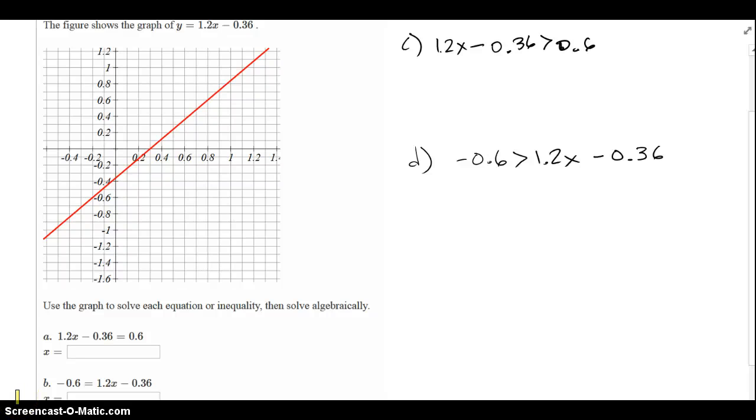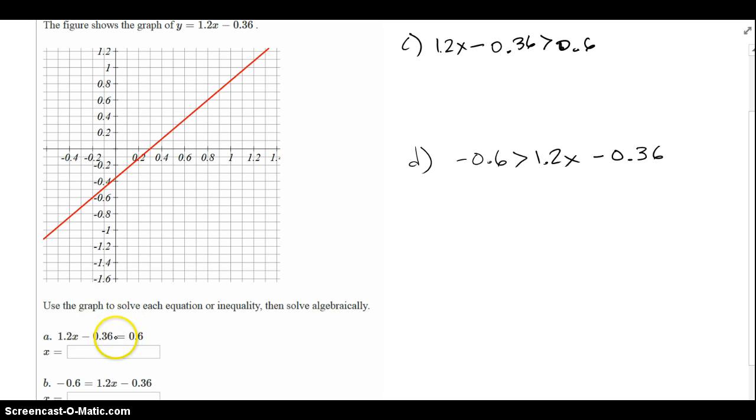Alright, it says the figure shows the graph of y equals 1.2x minus 0.36, and we're supposed to do parts A, B, C, and D. So let's go to part A. Again, this is an equation in part A that I could solve by hand. I would just add 0.36 to both sides and then divide by 1.2. That would be doing it algebraically, but instead we're going to do it here graphically.